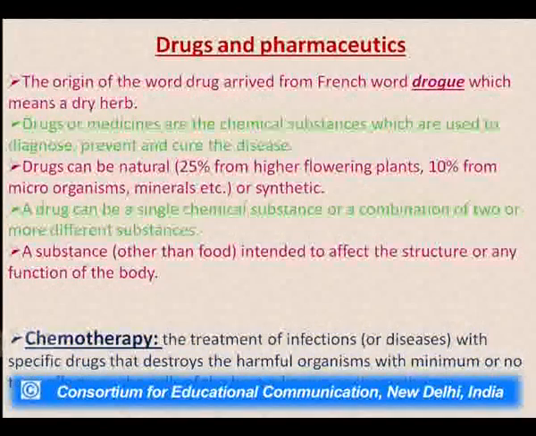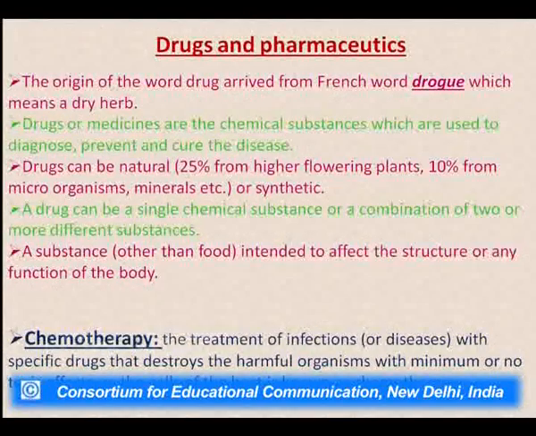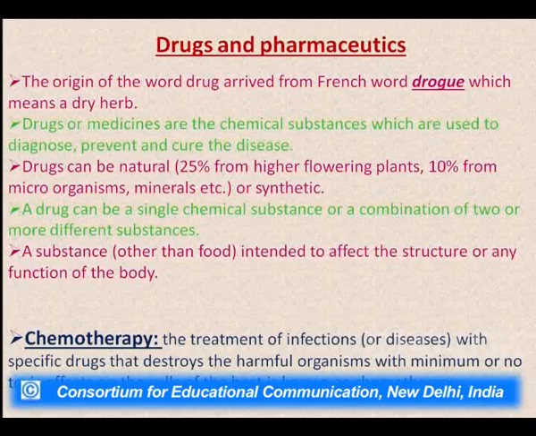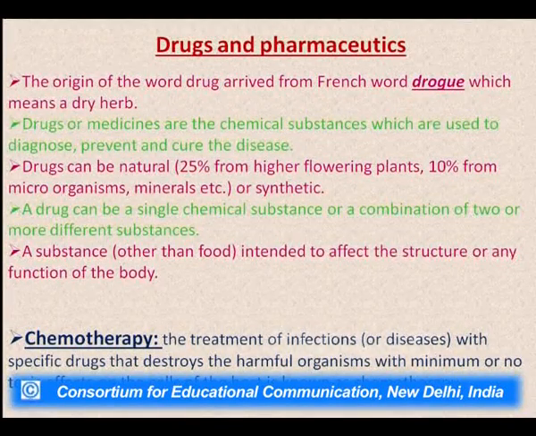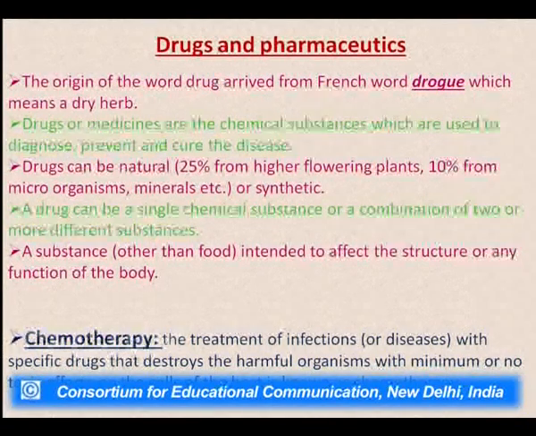The origin of the word drug is derived from the French word drogue, which means a dry herb. So, in ancient times, drugs were isolated from dry herbs. The alkaloids and terpenoids isolated from them were used for the cure of diseases.